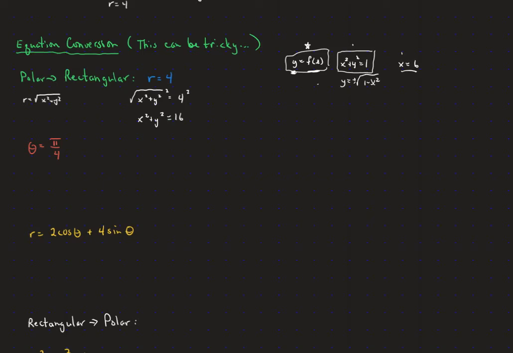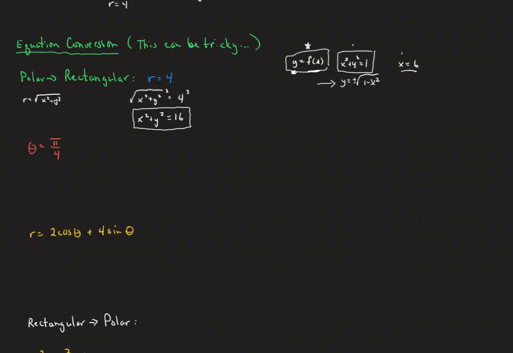Now we could go further and solve for y, but that's not generally what we want to do here because this is a more hopefully recognizable form. If you can see, that's a circle centered at the origin with radius 4. So we would stop right there.